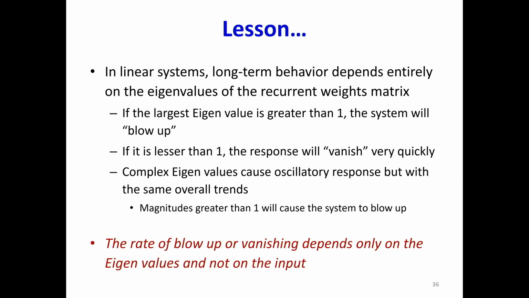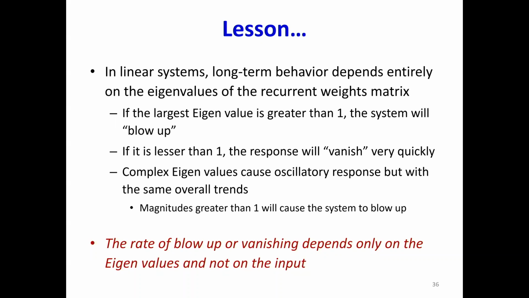And so in linear systems, long-term behavior depends entirely on the eigenvalues of the recurrent weight matrix. If the largest eigenvalue is greater than 1, the system will blow up. If it's less than 1, the response will vanish very quickly. Complex eigenvalues can cause oscillatory response, but with the same overall trends. And the rate of blowing up or vanishing depends only on the largest eigenvalue, right?